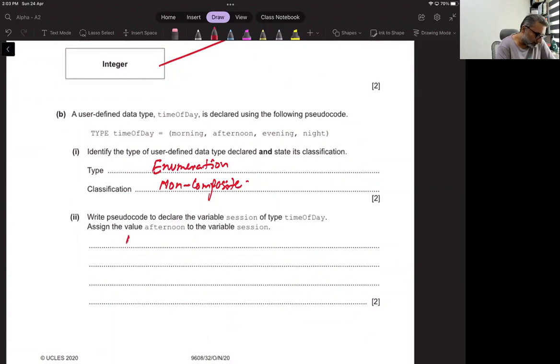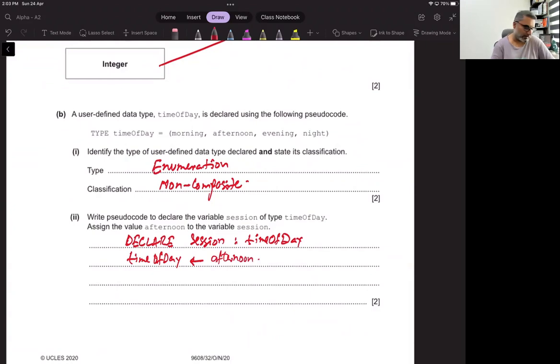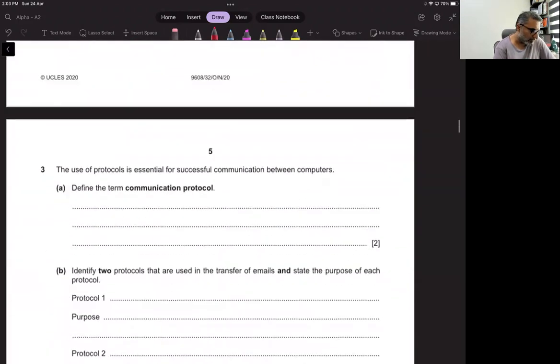So declare session as time of day. Time of day is equal to what? Afternoon. We won't be enclosing it in any double quotation marks because it is not composite.